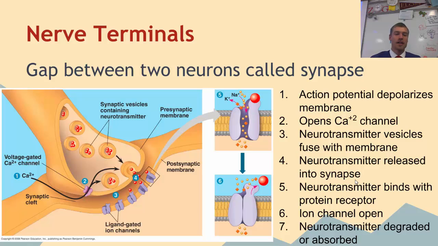All right, so we've got our signal. It's been sent down the axon. Now it's at the synapse. The synapse is a little gap. It is only about 5 nanometers across from one nerve cell to the next. And what happens is that the action potential is going to depolarize the membrane. When it depolarizes the membrane, it is going to open up some calcium channels. And those calcium channels are going to allow calcium ions that are in the interstitial fluid to move into the cell.